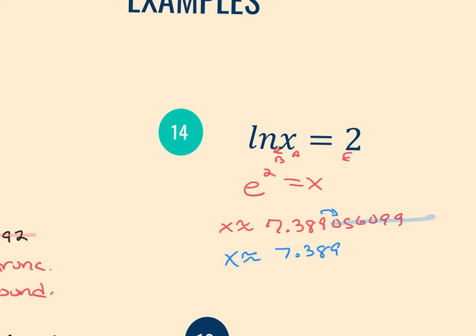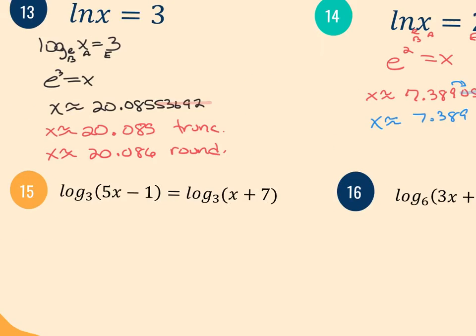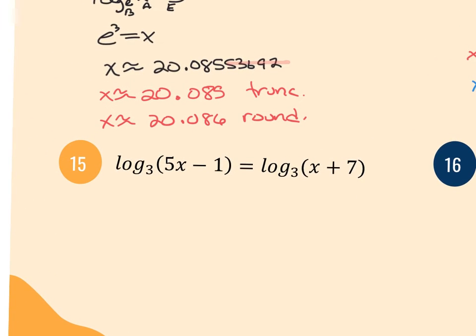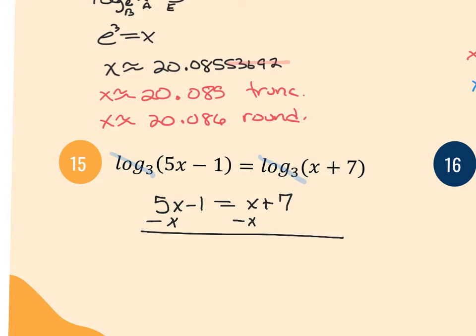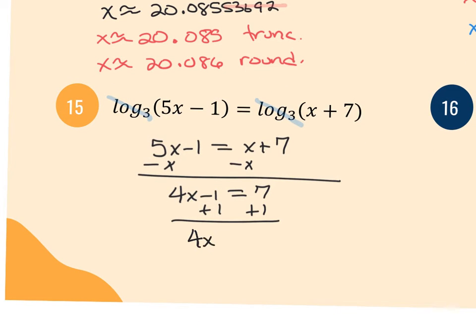The next one, we can just use our one-to-one property, and we can just cancel the logs because it's exactly the same on both sides. So here I could just cancel log base 3, and now I solve what remains. 5x minus 1 equals x plus 7. I need to get my x's to one side of the equation, so I'll subtract x. 4x minus 1 equals 7. I'll add 1. 4x equals 8. Divide by 4.